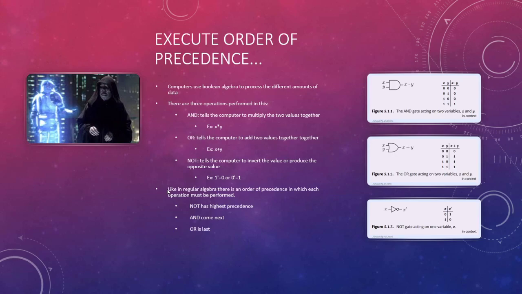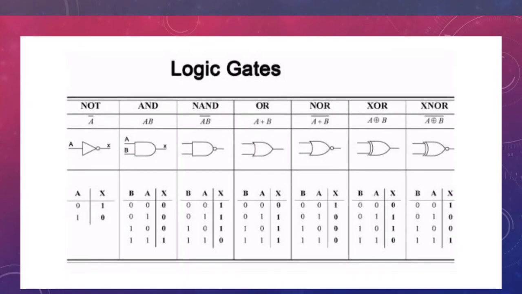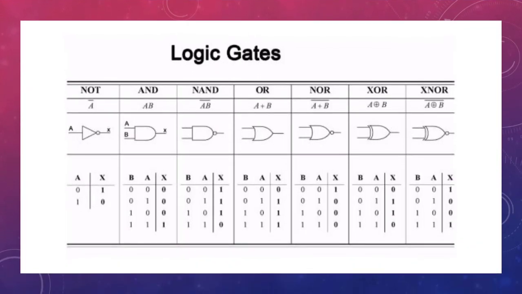Like regular algebra, there is an order of precedence where NOT has to be considered first, AND will be considered next, and then OR will be of the least importance when doing these operations. This is important because, as you can see by my diagrams over here, a logic gate is simply a pictorial representation of electricity moving through the computer to do these operations. The NOT gate will take an input like A and invert it. The AND gate will look at two different inputs and compare them, and only when both are equal to 1 will it produce a result of 1.